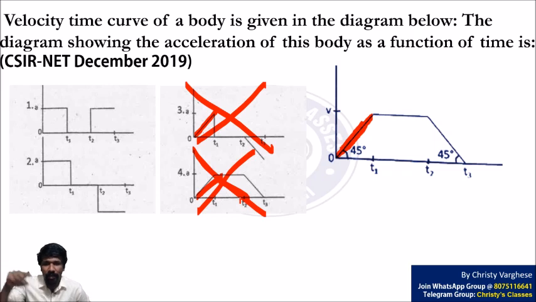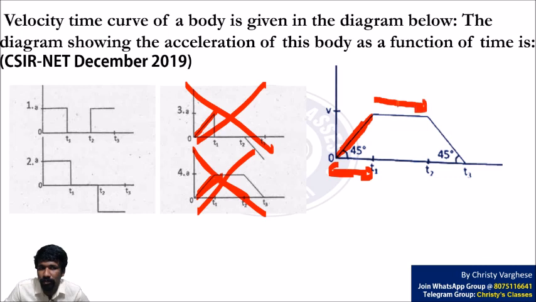Here it is a linear curve itself, so the third and fourth graphs are eliminated because of this 0 to t1 region itself. Now the t1 to t2 region is parallel to the x-axis. That means velocity is constant. It is not 0, velocity is constant. That means from time t1 to t2, the velocity was the same.